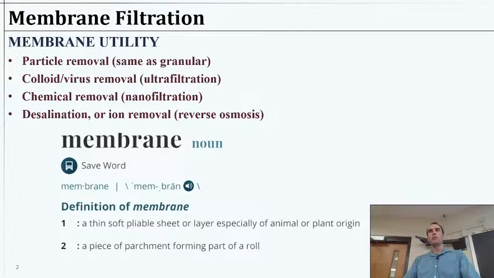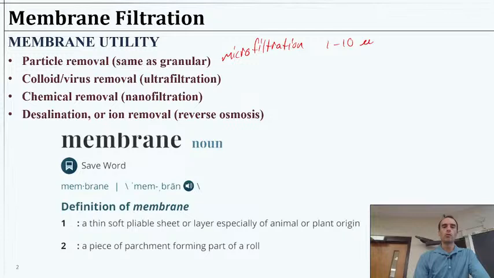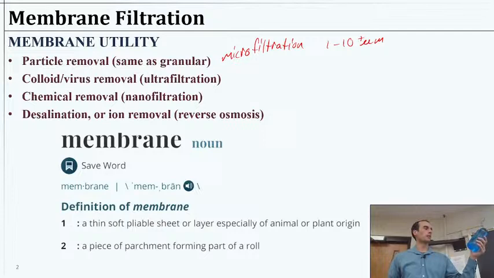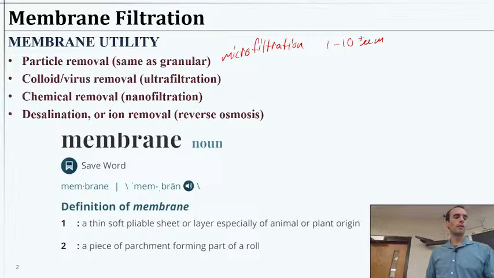The way we use it, first of all, would be particle removal. We could use it to remove large particles just like granular filtration. We might call this microfiltration because we are getting down to the scale near, I don't know, 1 to 10 micrometers, maybe more. Then we could talk about ultrafiltration, which lets us go one step down to colloidal particles, stuff that normally would be suspended in water. It would never sediment. Things like maybe as far down as viruses. You never expect a virus to sediment unless you centrifuge it at like 30 G or something, a crazy artificial gravity.